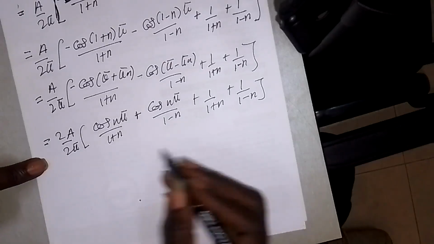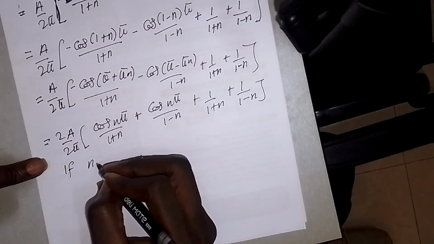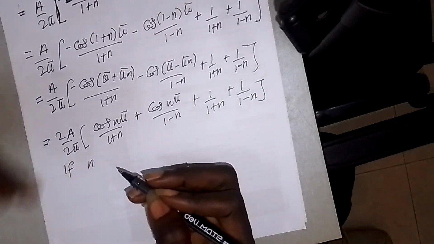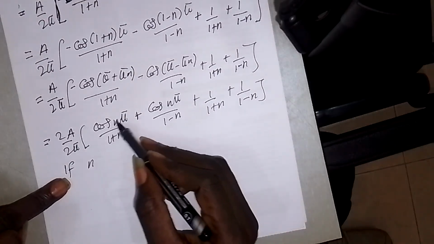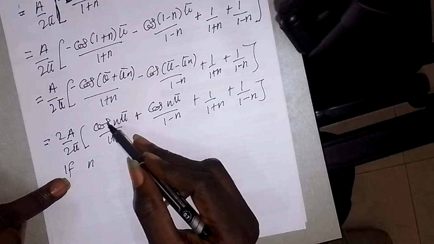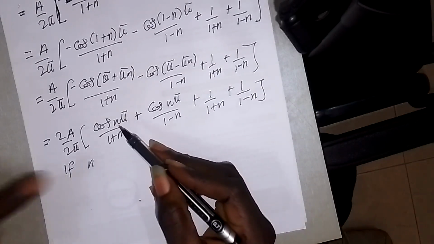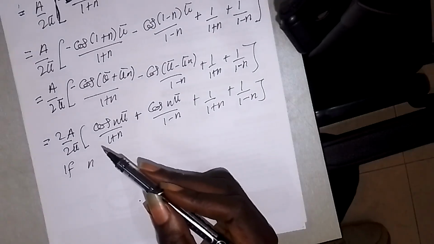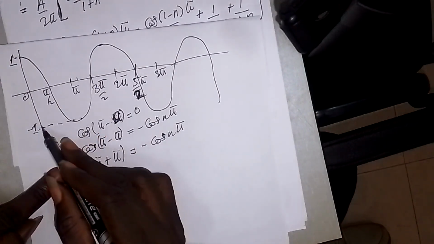Now let's put in values of n. Let's say n is 1. Here it will be cos π. What's the value of cos π? If you want to know the value for cos π, it is minus 1.